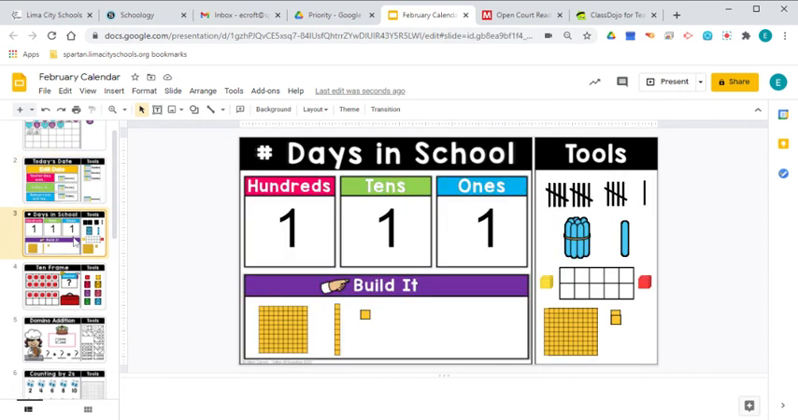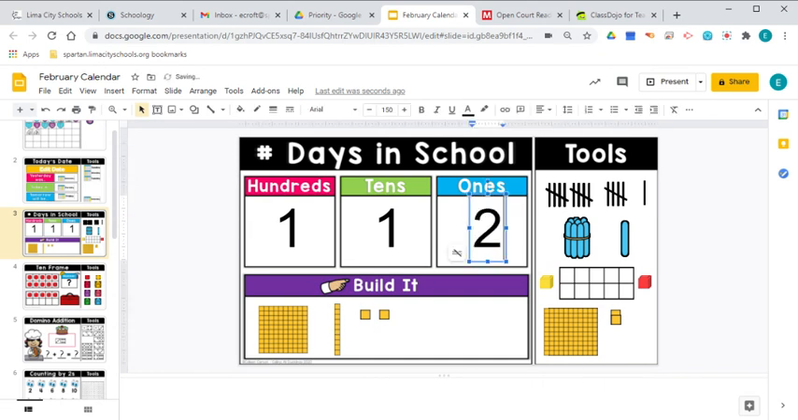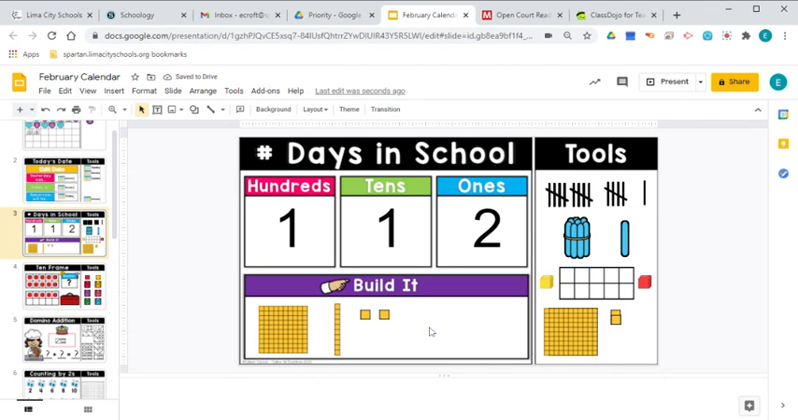Let's go ahead and count how many days we've been in school. We're going to add a single block here, a 1, and take a look at what we have. We have 100, 110, but now we've got 2 ones. So we're going to change that. So we have been in school for 112 days. There's 100, 110, 111, 112.